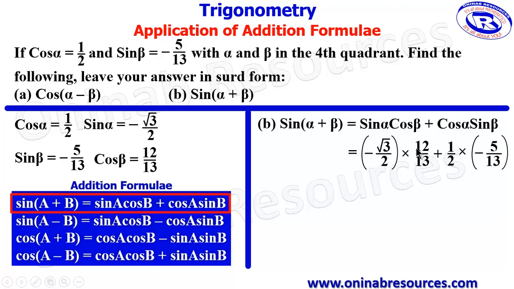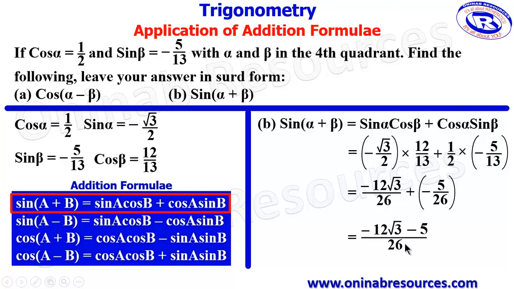So we then simplify. We multiply out first. Root 3 times 12 gives negative 12 root 3 over 26. I want to maintain the same denominators with the other part. This is plus 1 times negative 5. This is going to give us negative 5 over 26. 13 times 2. So since they have the same denominators, I can have it as (negative 12 root 3 minus 5) divided by 26. And that's the end of the solution to B part.